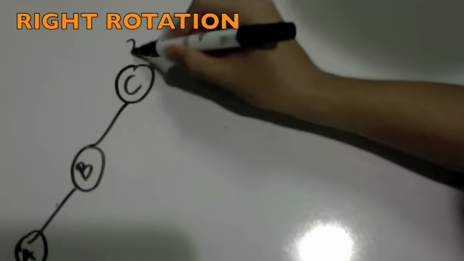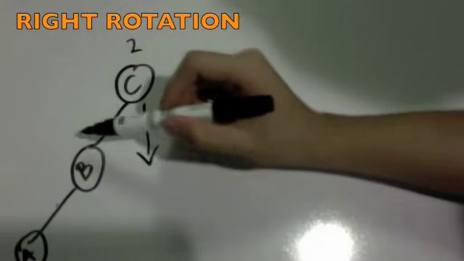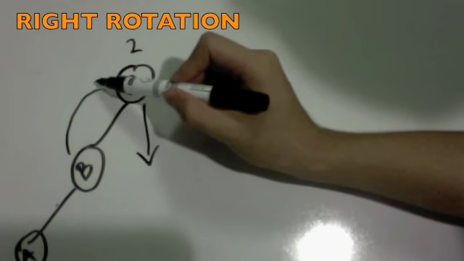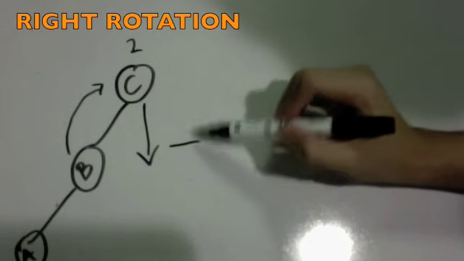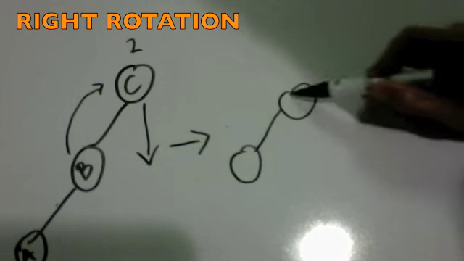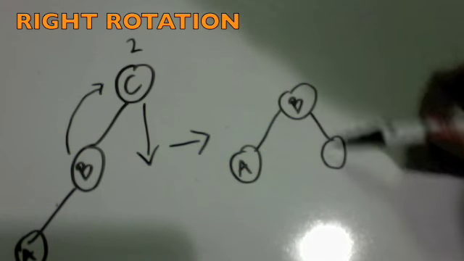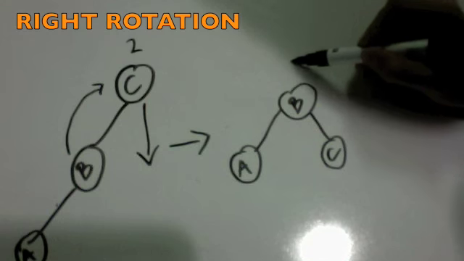The second type of rotation is called the right rotation. As you can notice, this binary tree is a left-skewed binary tree and has a balance factor of 2. We're going to perform the right rotation on it by moving node C down and moving node B up to the right, so that at the end, we have a balanced binary tree looking like this. Its balance factor now is 0.